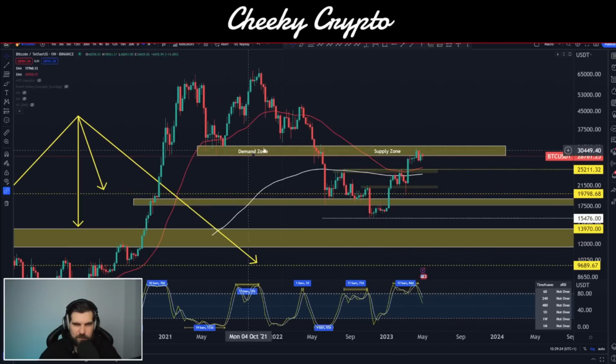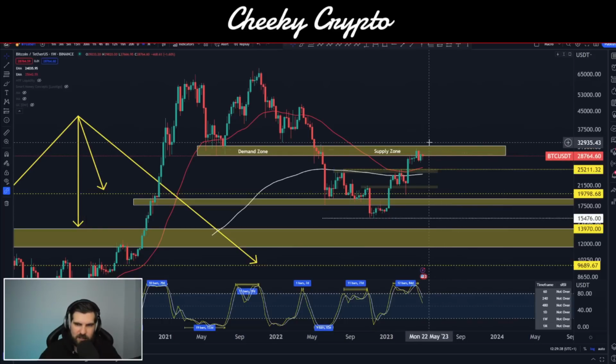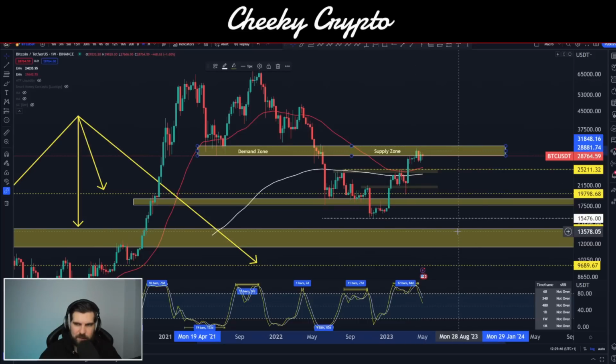Now, when we take a look at this from demand, supply, resistance, support, and all those kind of good things, we can see that the previous area of demand is the area of supply right now. It's where we're getting rejected from. This is 28,881 to 31,848. So if the bulls are going to try anything, they're going to try to push this up higher. Okay, and on this point of view, we want to be getting a close above this area. So we want to be above 31,848 on a close.